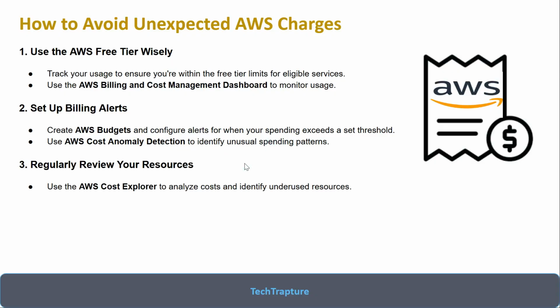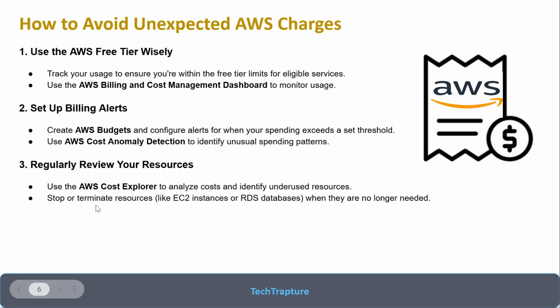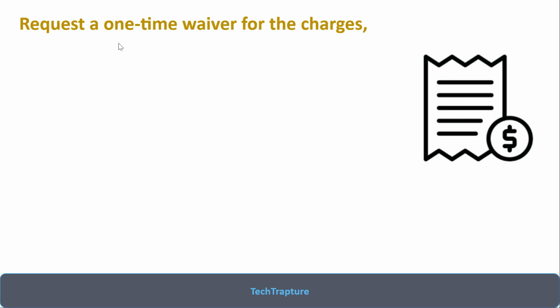Regularly review your resources. We already saw how we can check the resources in AWS Cost Explorer, and we can stop and terminate the resources which are no longer needed. Now these are the steps to avoid unexpected charges. But suppose you already spent some resources and you got an unexpected bill, now what is the next step? You can request a one-time waiver for your charges.